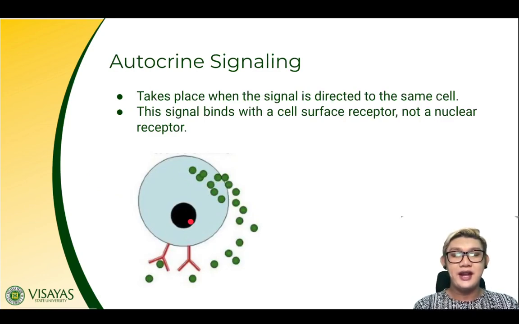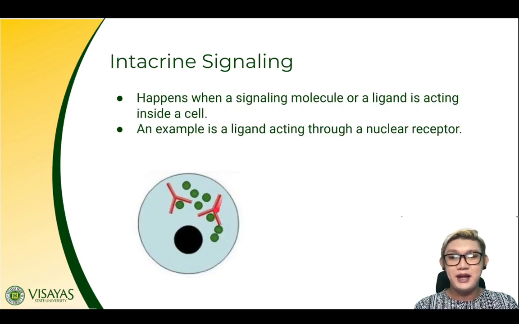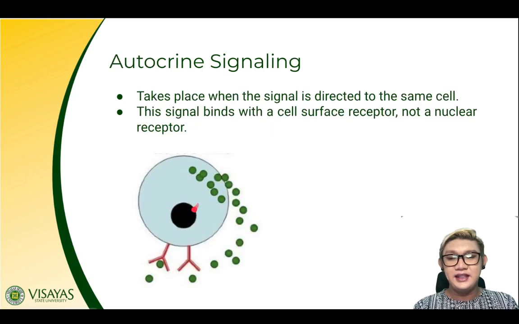Autocrine signaling, on the other hand, takes place when the signal is directed to the same cell. So the same cell is releasing the signal and also receiving it. More or less the same, but in here, the ligands are released outside the cell. So the signal binds with the cell surface receptor and not a nuclear receptor, unlike intracrine signaling.